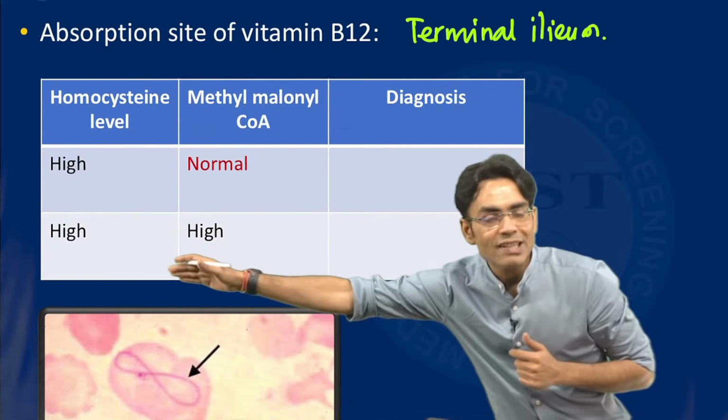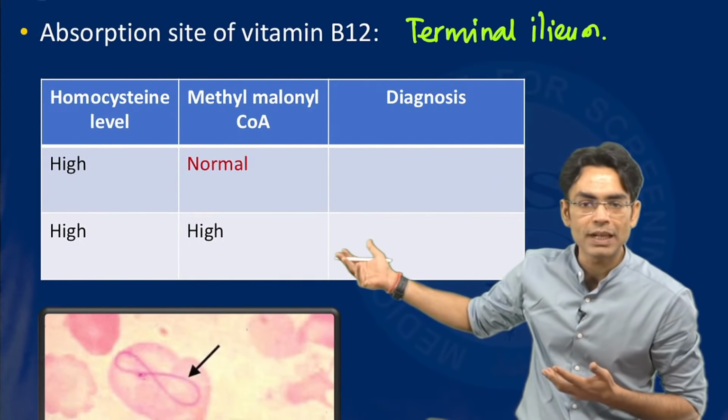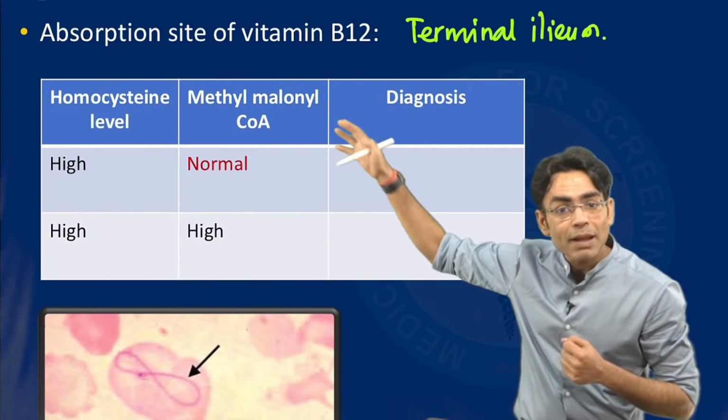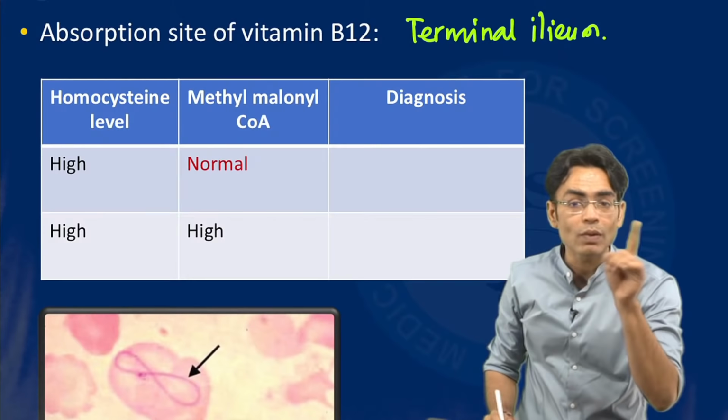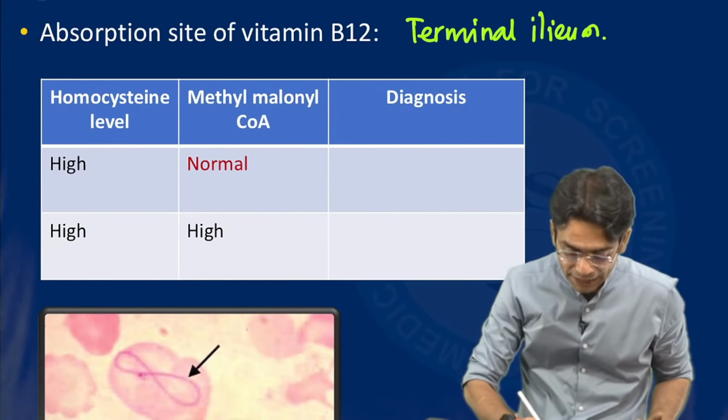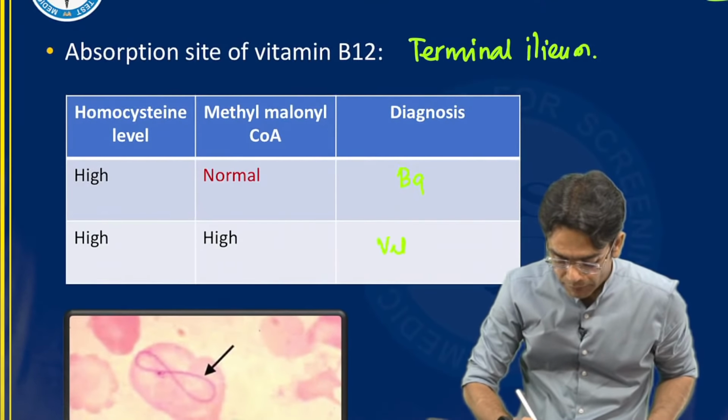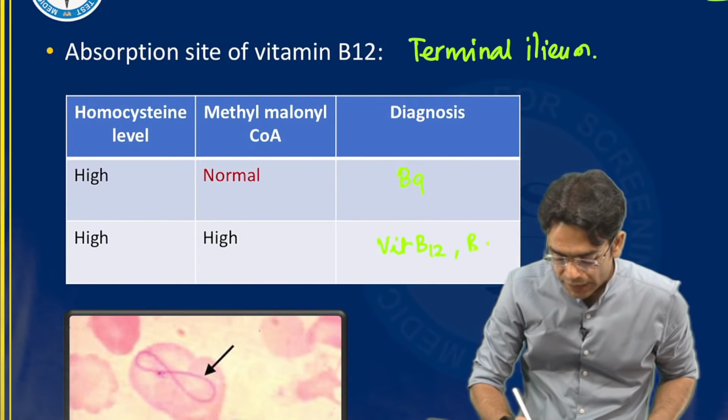So when both of these are high, it could be vitamin B12, B9, anything. But once methylmalonyl coenzyme A is normal, that means it is not vitamin B12 deficiency. So it is B9. Then you do the FIGLU test to check.